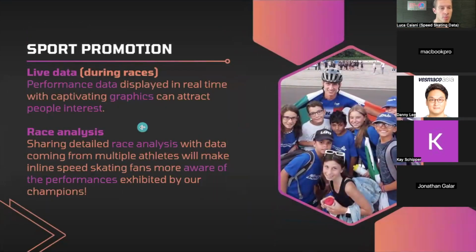And lastly, of course, sport promotion. Just imagine having something like we have in Formula One, with a very good live streaming, with instant speed from every athlete, comparison between the entry speed in the corner between top skaters. You can imagine doing a fly lap in the Arena Geisingen. And of course, we can do some race analysis with the data and share it after the races.